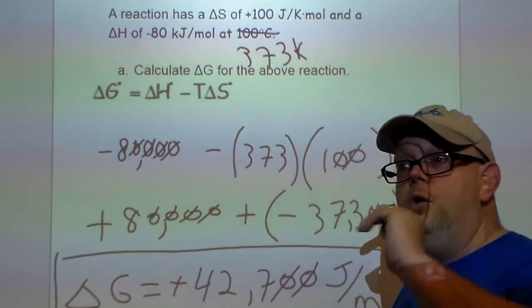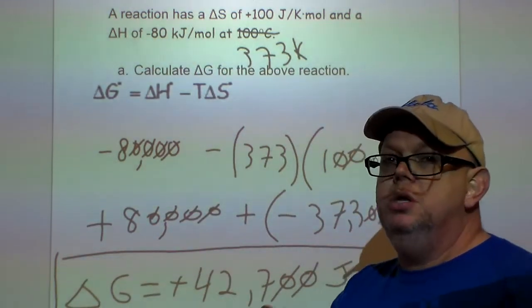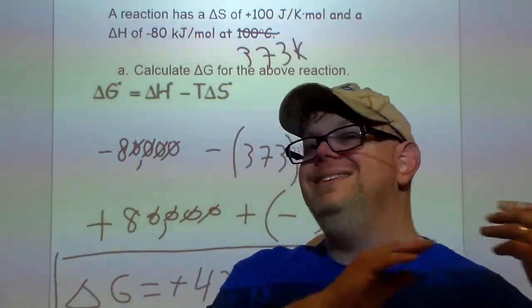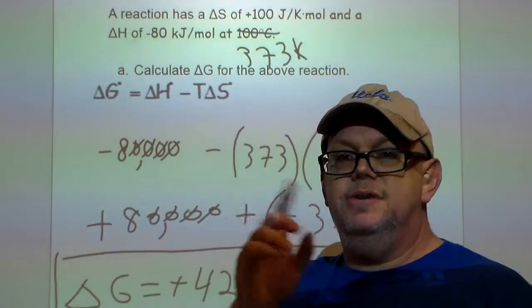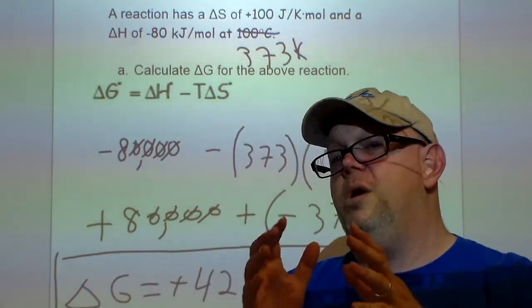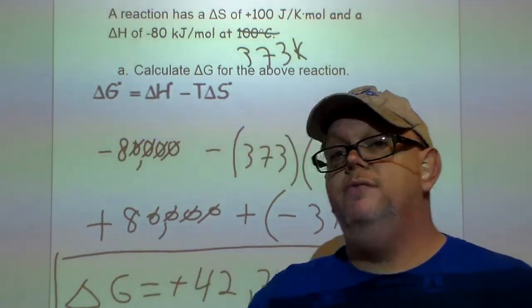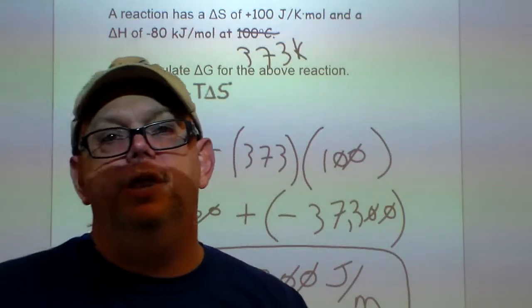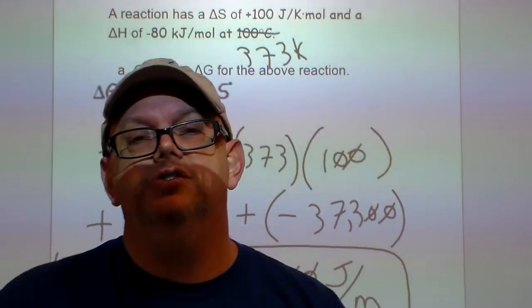If you were looking for the delta G of a reaction, meaning the summation of the delta G of the products minus the summation of the delta G of the reactants, then you have to check out the other video dealing with calculations with delta G.